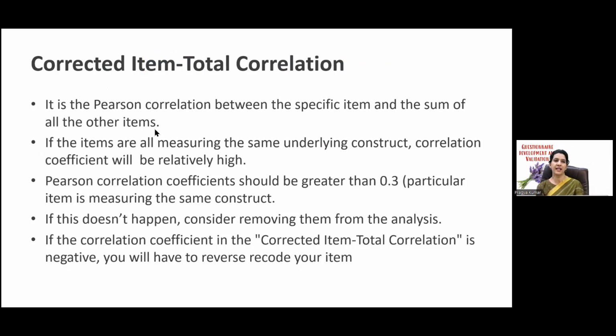So we say that if the items are all measuring the same construct, the correlation coefficient should be high, that we have discussed. So for the Pearson correlation coefficient, what should be the cutoff? We say that it should be at least more than 0.3. If it is less than that, then you can consider removing that particular item from the analysis. And if the value of this corrected item total correlation is negative, then we'll have to reverse code that item.